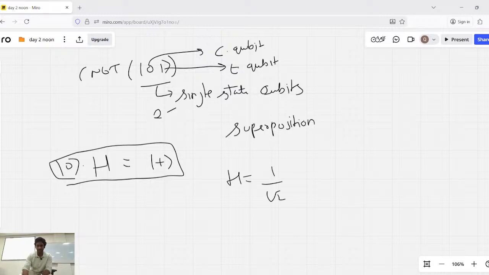The Hadamard gate matrix will look something like this: 1 by root 2 of 1, 1, 1, minus 1. This is the matrix of the Hadamard gate. Same as how C naught, X gate, Y gate have a matrix, similarly the Hadamard gate also has a matrix. Now, what exactly is the plus state which we've seen in the morning session? 1 by root 2 of 0 plus 1.